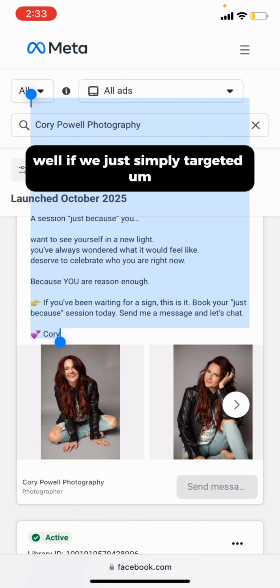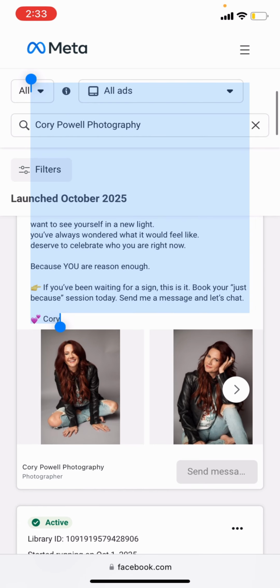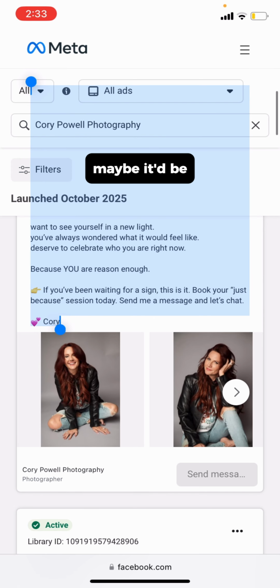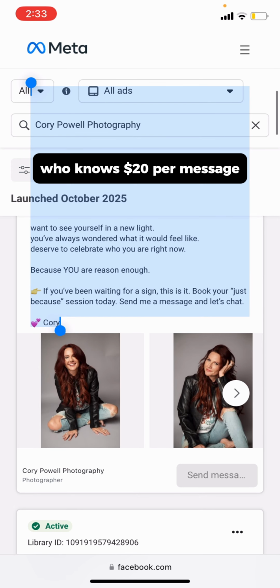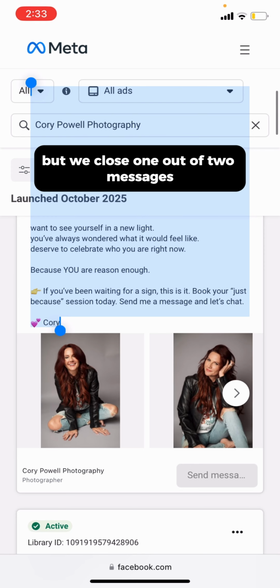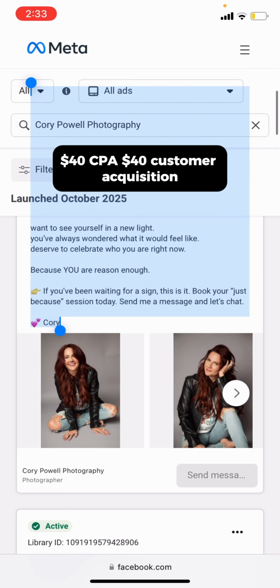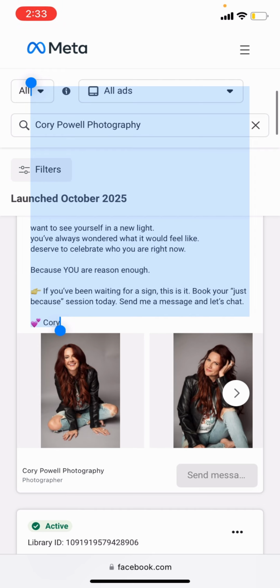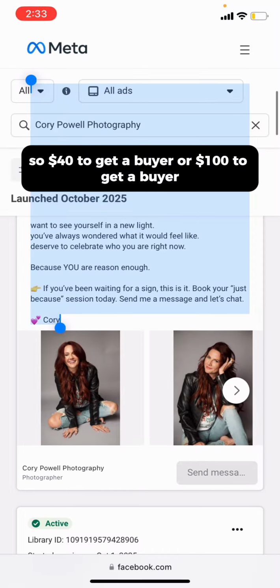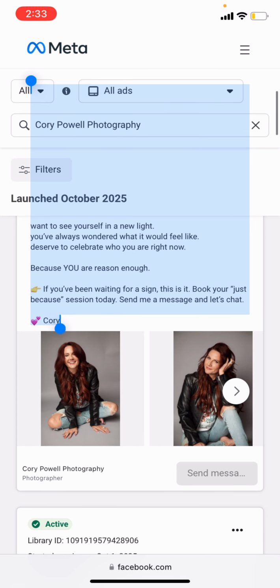Well, if we just simply targeted buyers with a buyer objective, maybe it'd be, who knows, $20 per message. But we closed 1 out of 2 messages, so $40 CPA, $40 cost per customer acquisition. So $40 to get a buyer or $100 to get a buyer, the same buyer.